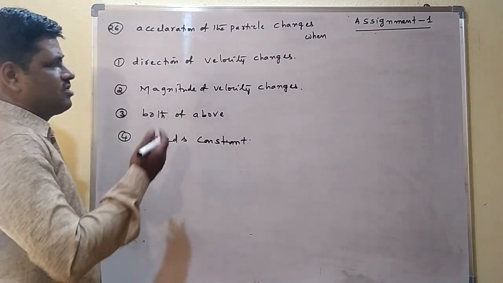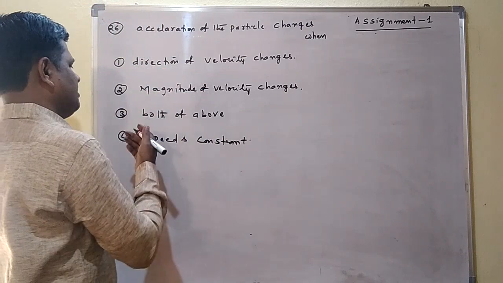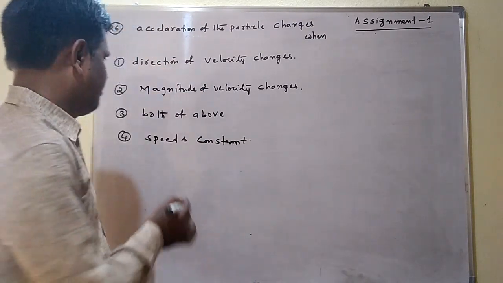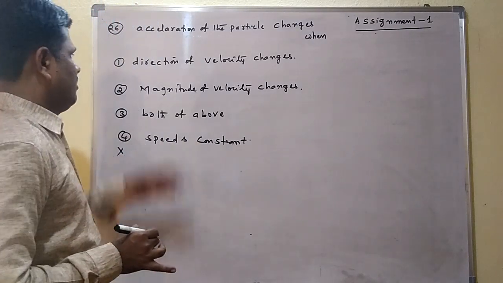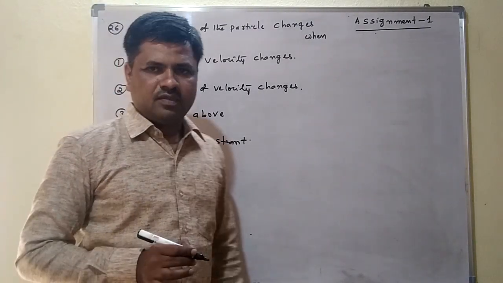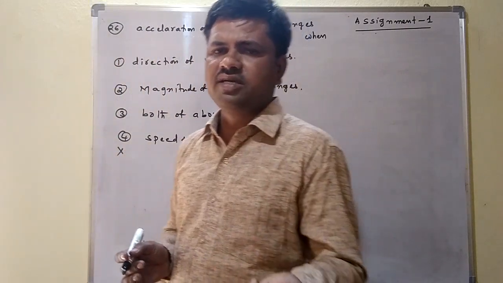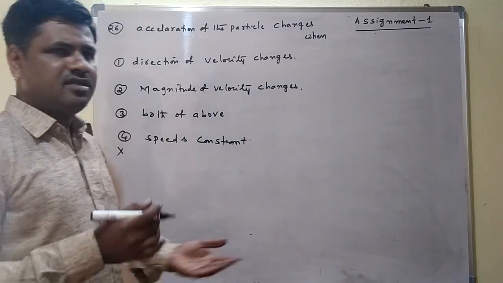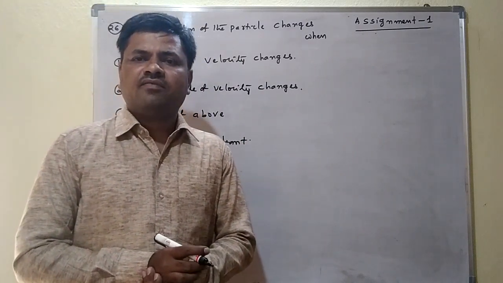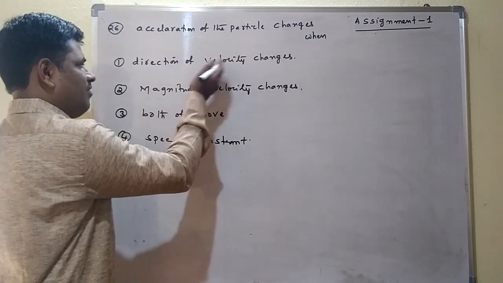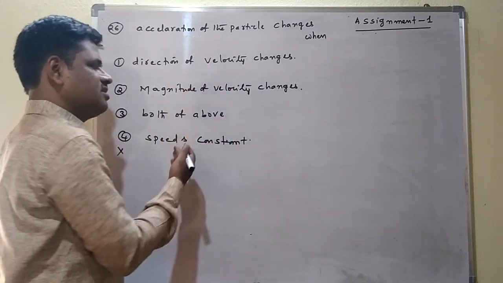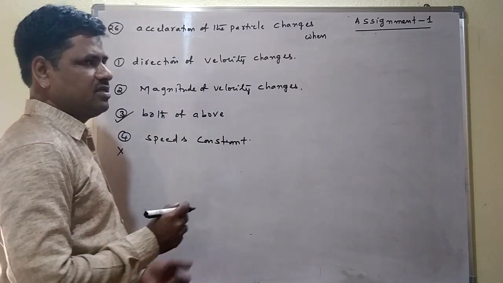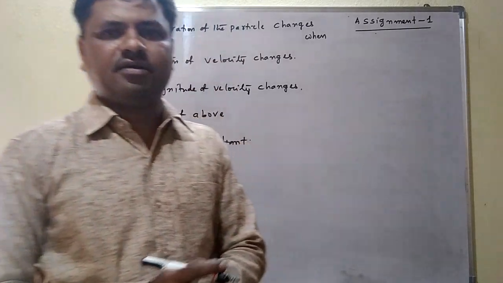So here, direction of velocity changes, magnitude of velocity changes, both of the above, speed constant. Speed constant is automatically not correct. Not only direction, not only magnitude. For acceleration to change, either we can change the magnitude or we can change the direction also, because acceleration is a vector quantity. So direction of velocity changes is correct, magnitude of velocity changes is correct, which means both of the above are correct. So which option is correct here? Third option is correct here.